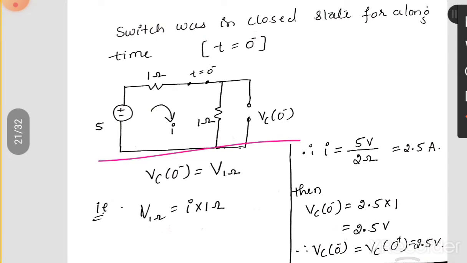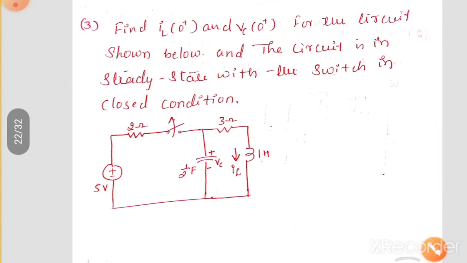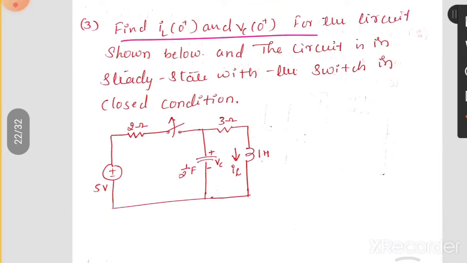Here you have taken it initially, means just before, it was closed, and afterwards you are opening, but that we don't require now. Once you have calculated VC of 0 minus, it remains the same for VC of 0 plus also. Okay, so now we'll take another example.